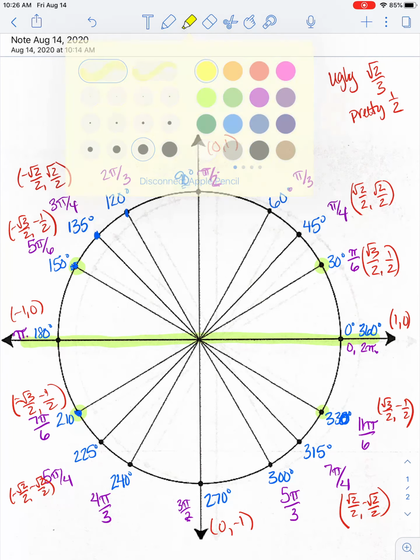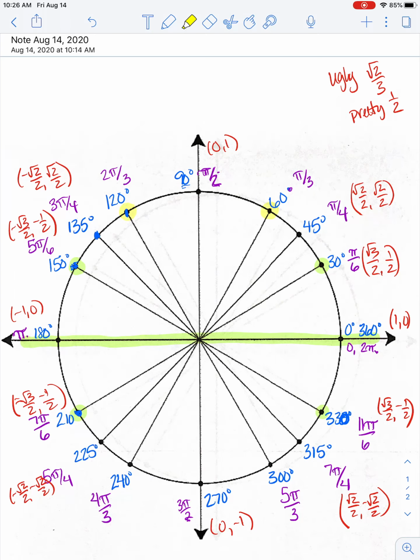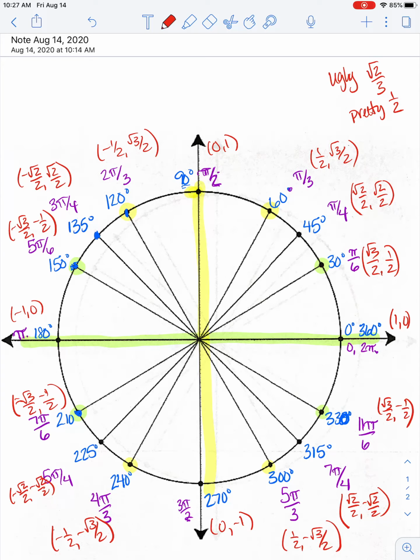Okay, and then all the ones that are close to the y-axis are pretty ugly. So pretty, ugly, pretty, ugly, pretty, ugly. There you have it.